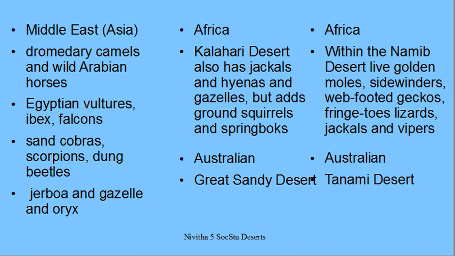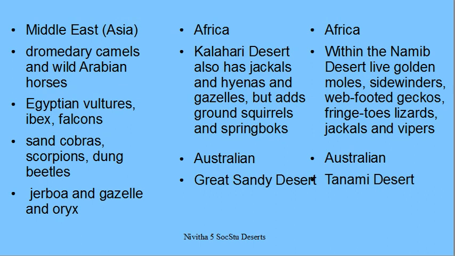In Africa, we have the Kalahari Desert. There we have jackals and hyenas and gazelles. In Africa, we also have the Namib Desert. Namib is in Namibia. There you have golden moles, sidewinders, web-footed geckos, vipers, etc.